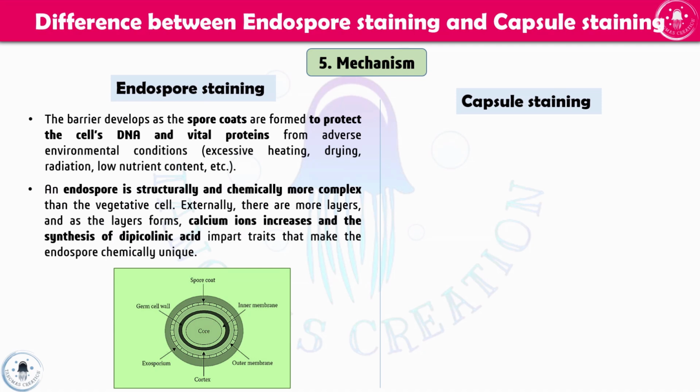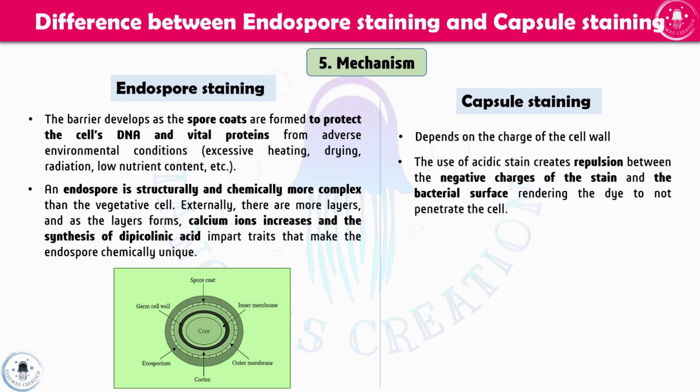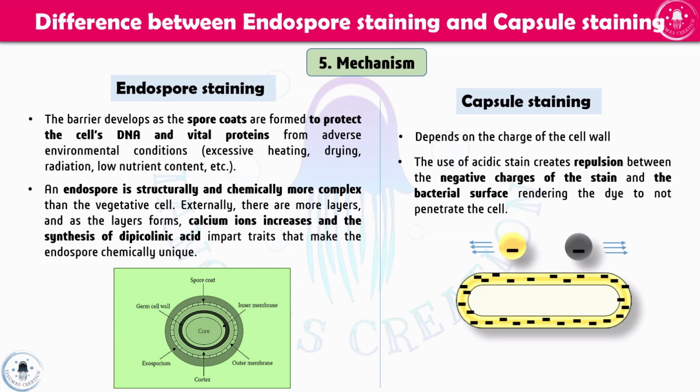Now the capsule staining, what it does: this depends on the charge of the cell wall. Capsule staining basically depends on the charge of the cell wall. The use of the acidic stain creates repulsion between the negative charges of the stain. Now for the capsule staining, we use the negative staining or the negative dyes, and since the bacterial surface is already negatively charged, right? So the bacterial surface is negative in charge. That is why when we use this acidic stain, it creates a type of repulsion between them, which renders the dye unable to penetrate inside the cell.